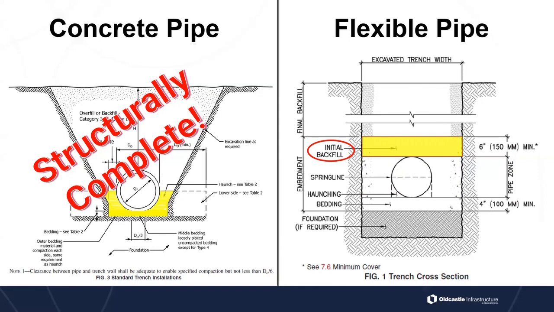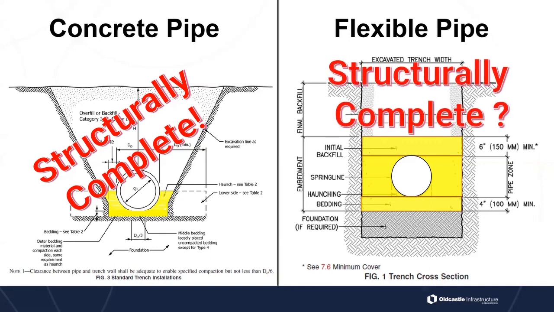We see typically 12 inches or even more on larger diameter pipe. But when we look at that all together, the bedding, the haunching, the pipe zone, and the initial backfill, that is the pipe zone. That is the structural element of this pipe system that we're looking at. And we can then ask ourselves, well, is it structurally complete? We hope it is. We think it is. Generally, we would assume at this point that it is structurally complete.